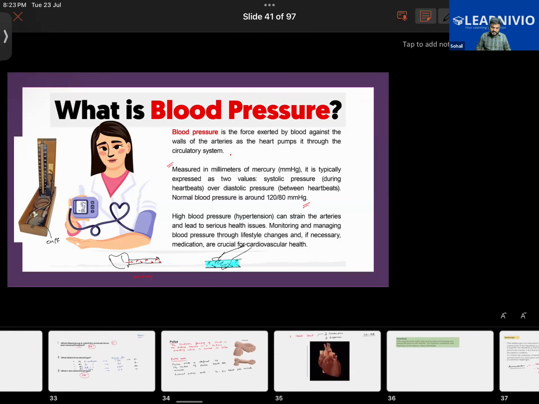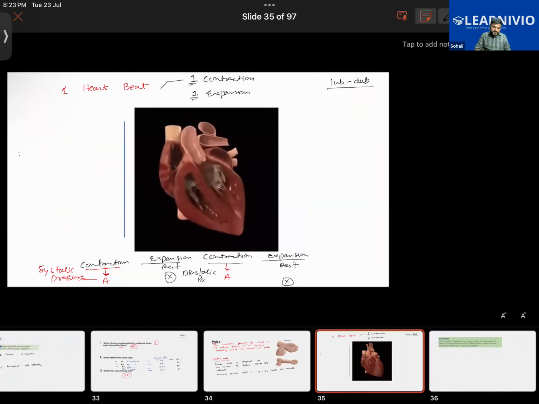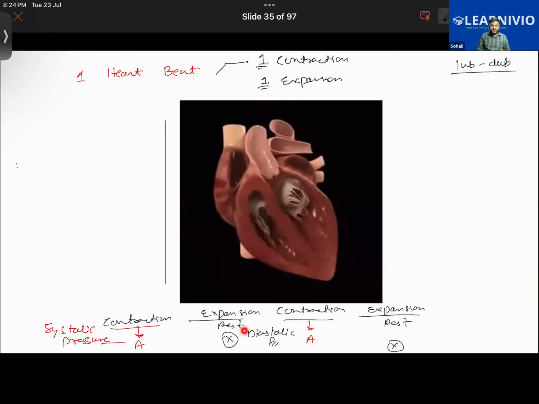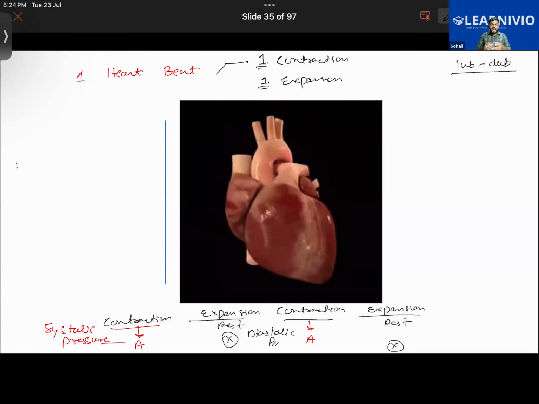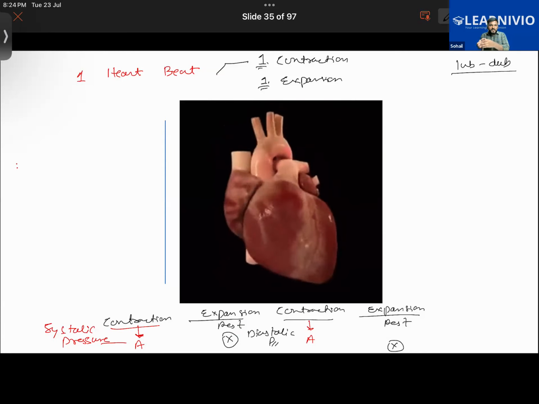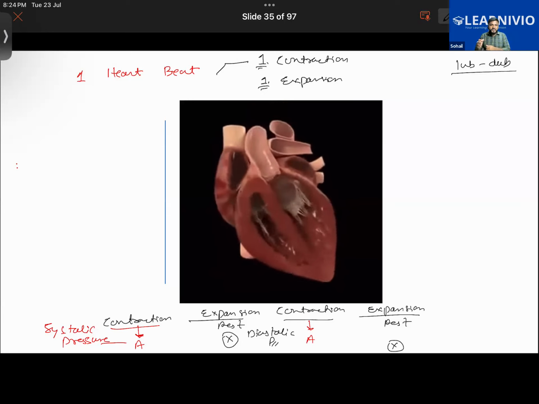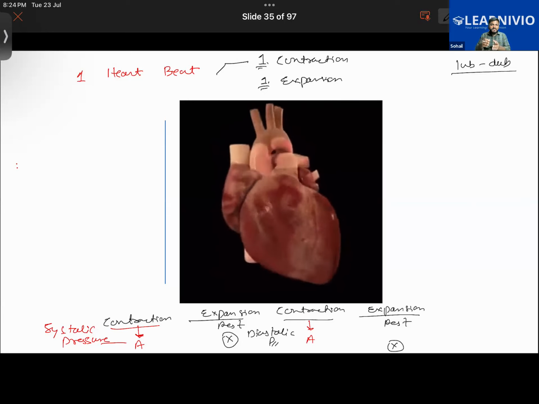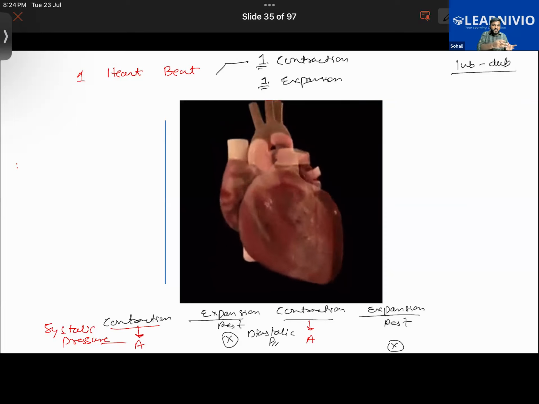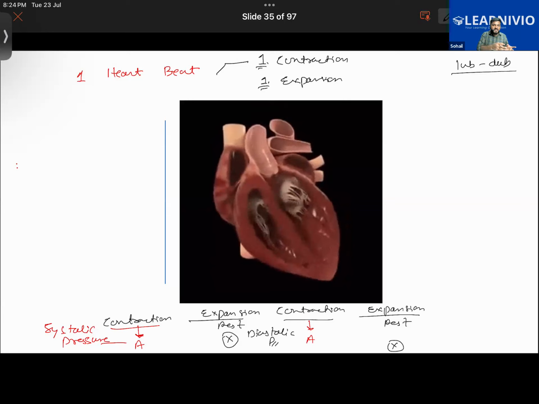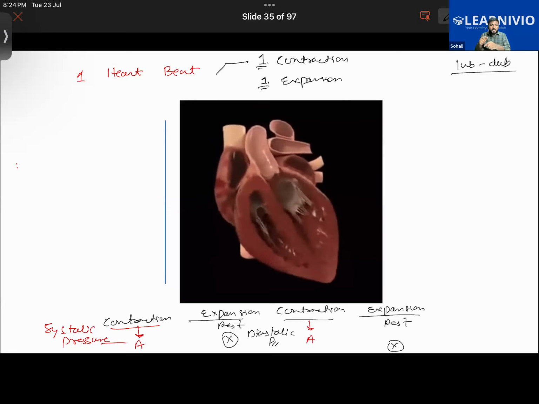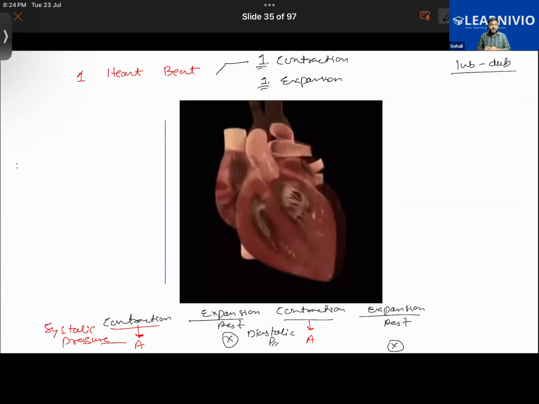as I've written here also, between two contractions your heart is resting for just a very tiny fraction of a second. At that time, it's not that the flow of blood will not take place in the arteries. Still, the blood is going to flow. But since the arteries are not experiencing sufficient pressure from the heart, the pressure of blood flow in the artery would be comparatively lower.